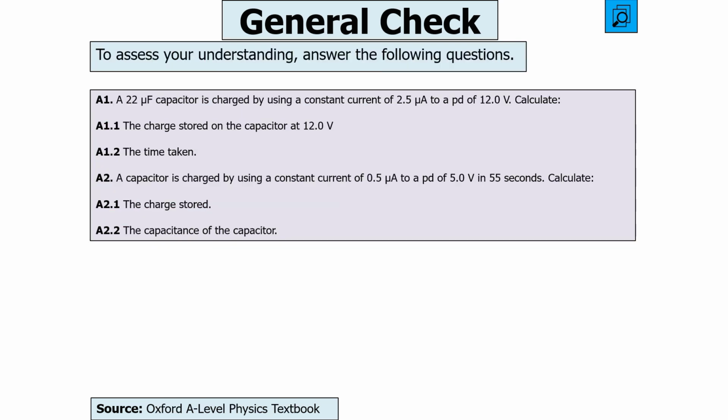The next question says a 22 microfarad capacitor is charged by using a constant current of 2.5 microamps to a PD of 12 volts. Calculate the charge stored on the capacitor at 12 volts, and the time taken. A capacitor is then charged by a constant current of 0.5 microamps to a PD of 5.0 volts in 55 seconds. Calculate firstly the charge stored and then secondly the capacitance of the capacitor. So pause the video now, then unpause the video when you want to go through your answer.